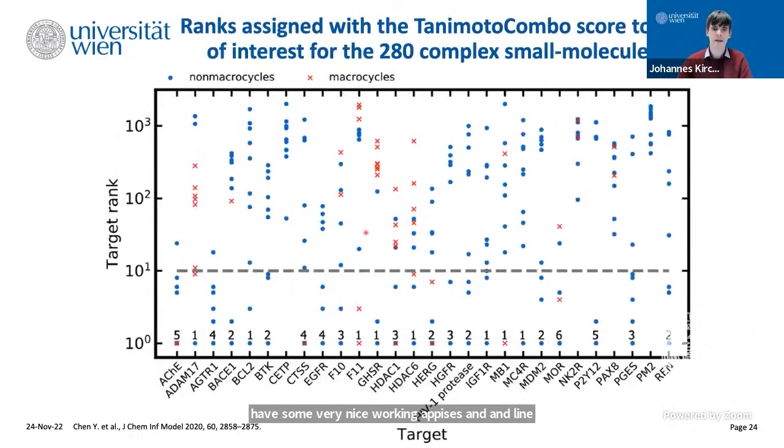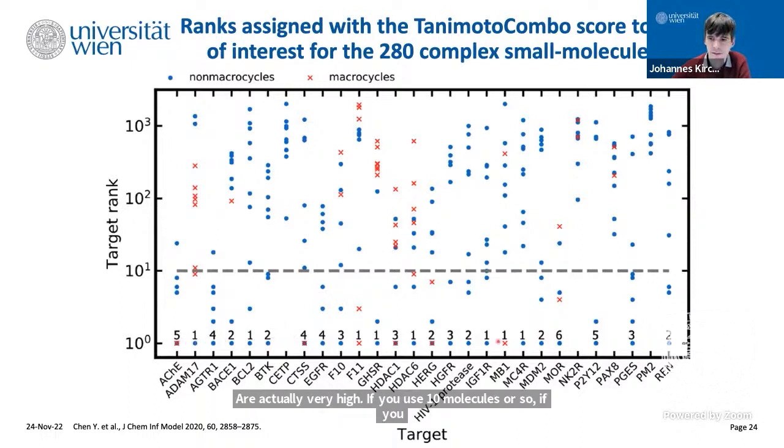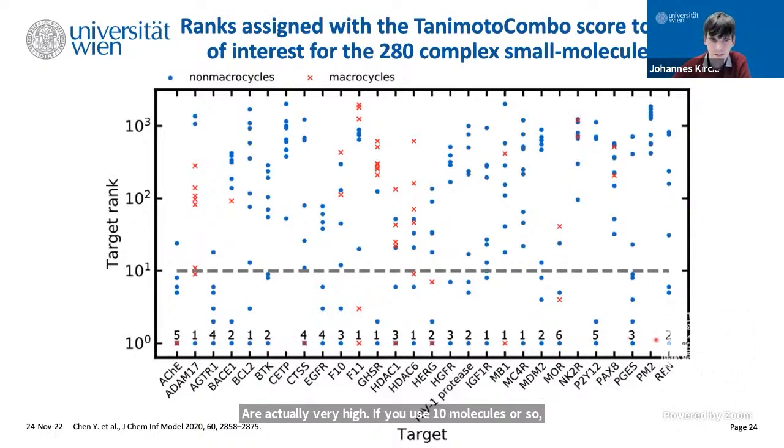What we see here is that the success rates are actually very high if you use 10 molecules or so. Then we have only 1, 2, 3, 4 cases where we don't have, at least in one case, the known target ranked at the top position, so in the first position. So in other words, if you have several queries, you're likely to get the correct target predicted at a very high position.